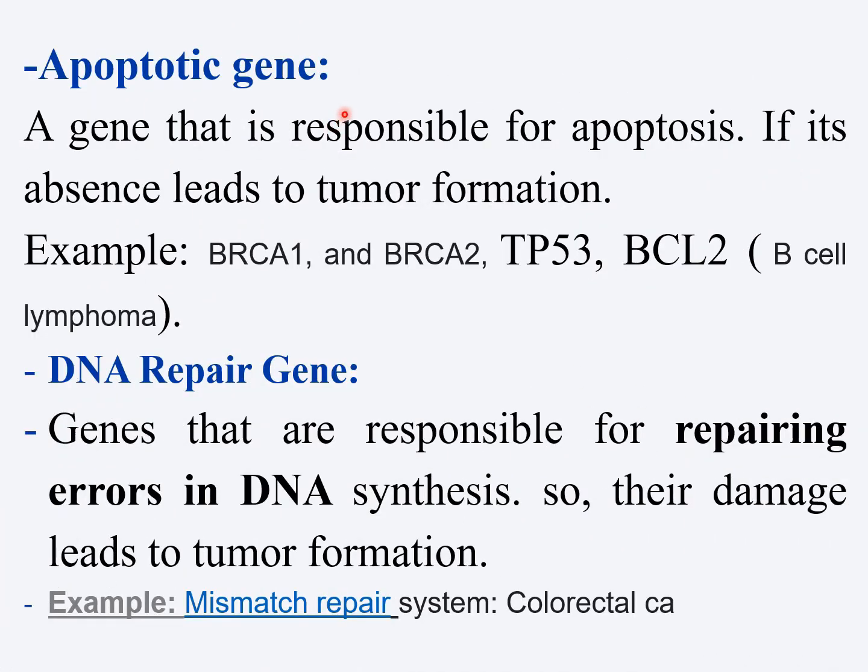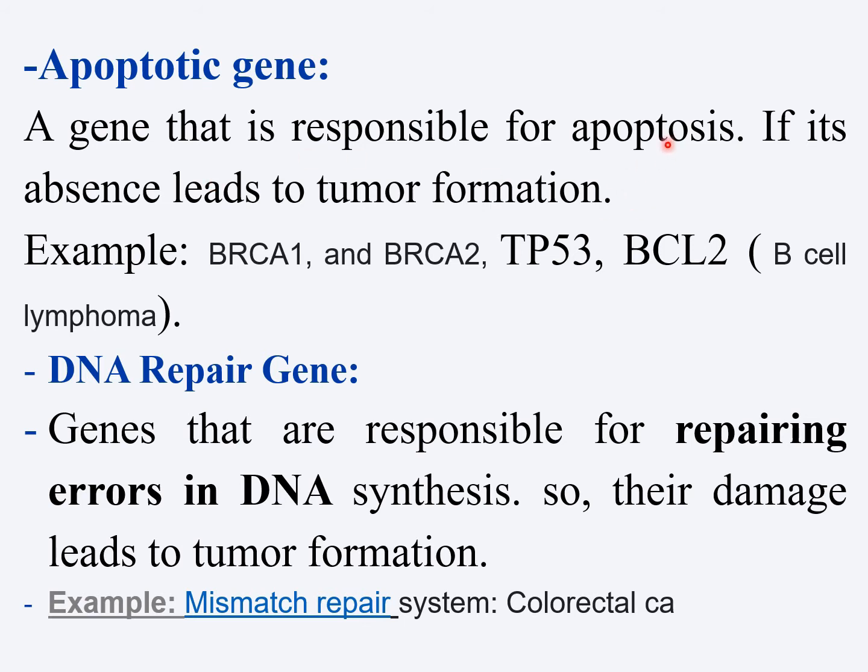Now the remaining two genes are tumor-preventing genes. That is to say, lack of them will result in neoplasm or tumor formation. These genes are called the apoptotic gene and the DNA repair gene. Let's start with the first one, the apoptotic gene. This gene is responsible for apoptosis.